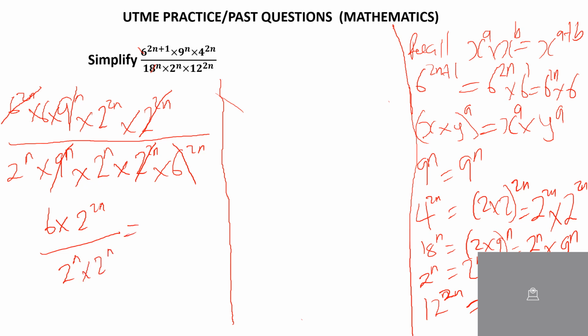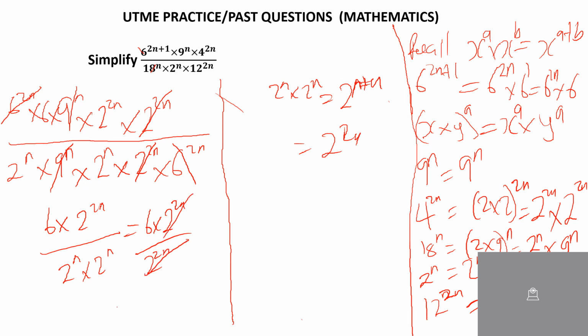Remember the law of indices. Since they have the same base, you add the power. 2 raised to the power of n times 2 raised to the power of n is equal to 2 raised to the power of n plus n, and that will give you 2 raised to the power of 2n. So the denominator becomes 2 raised to the power of 2n. Cancel and cancel. My final answer is 6. That is the final answer.